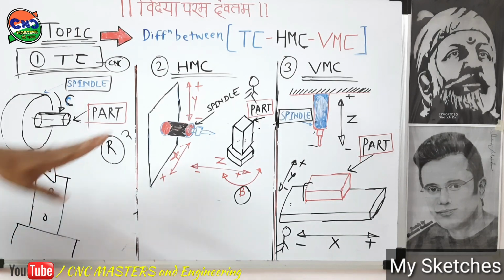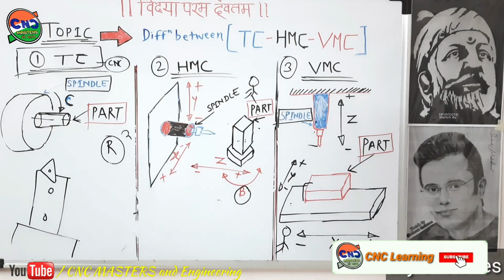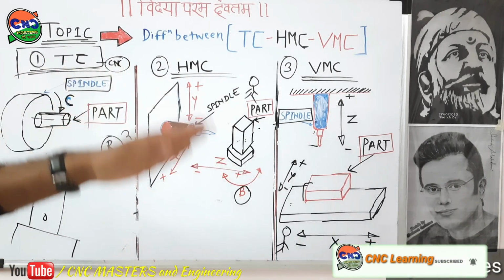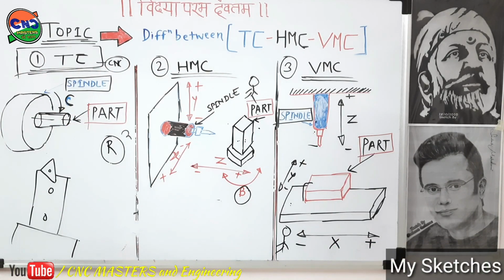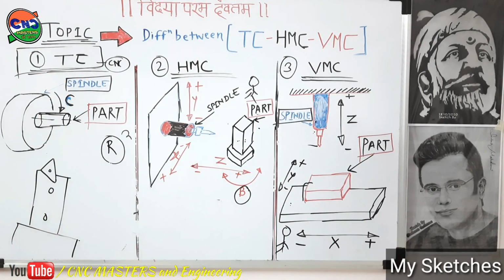Okay, so we will discuss here about the TC, HMC and VMC, how these types are made and for what purpose they are made. So we can see here TC. TC means turning center.